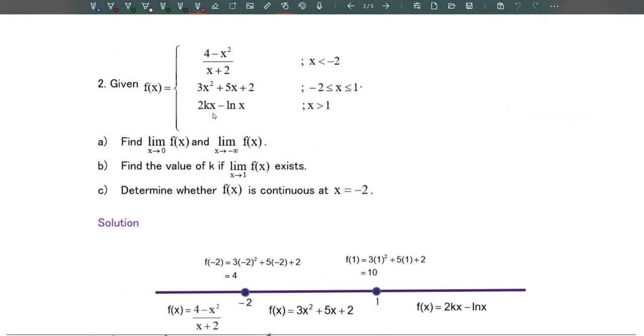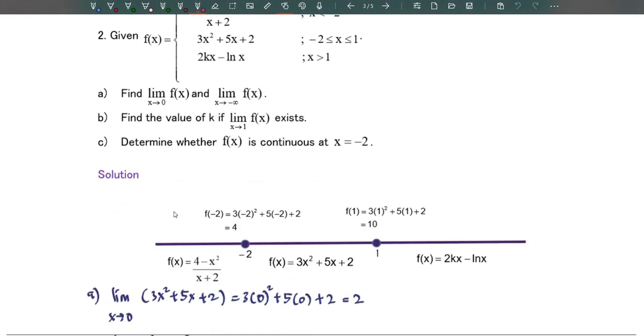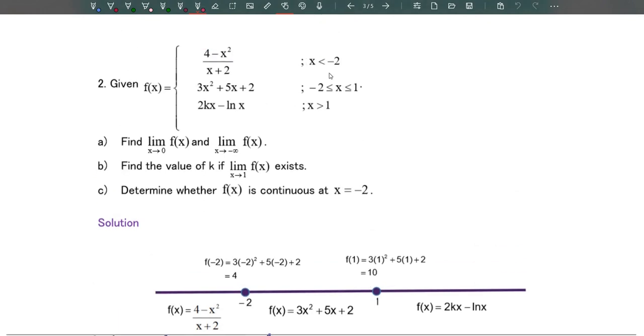Given to us this piecewise function, and we need to first find the limit of f(x) when x approaches 0. As I mentioned earlier, it is advisable for you to sketch a number line. So we have 2 points here, negative 2 and 1. So here is negative 2 and here is 1.